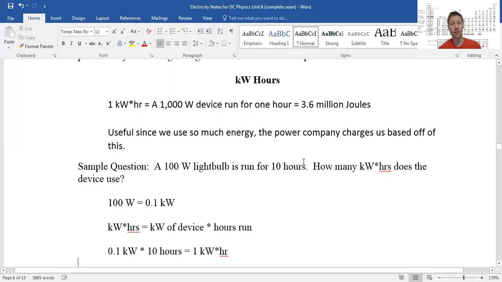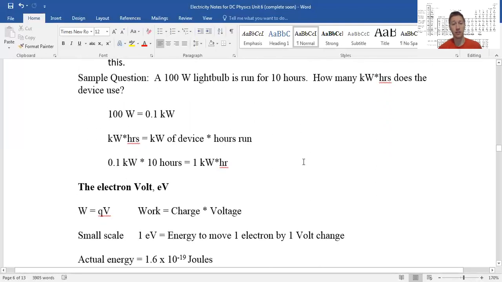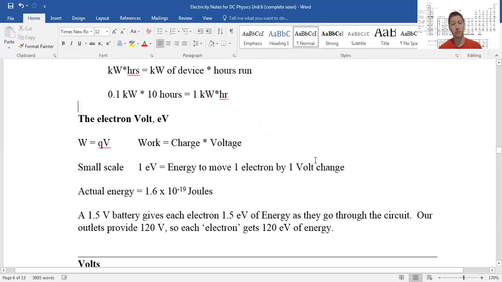So one last thing here for this one is the electron volt. I know I've talked about this before, but it's worth mentioning again. So we talk about energy. 1 joule is a lot of energy for an electron to handle. And so when we talk about energy for electrons, we use the electron volt.